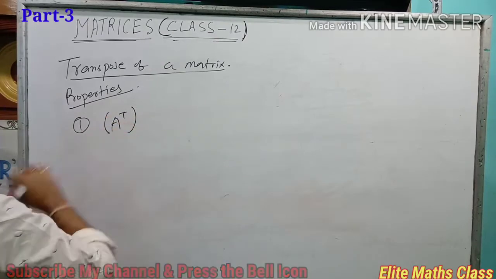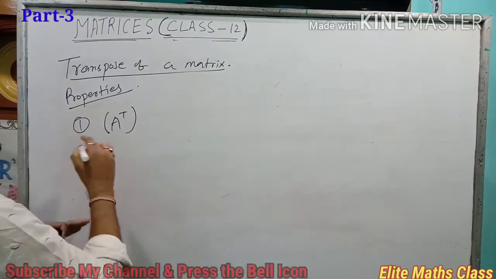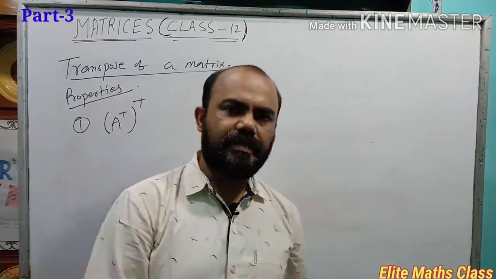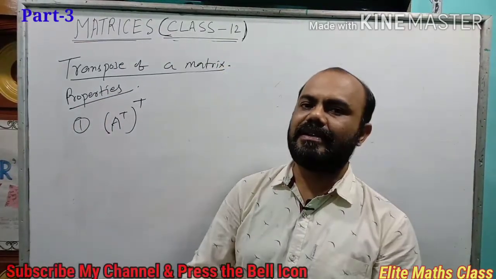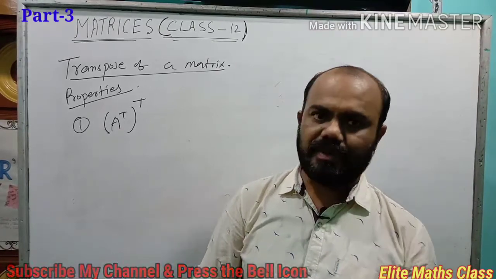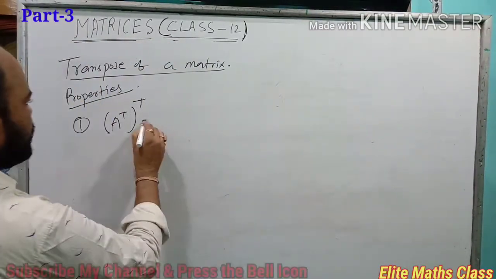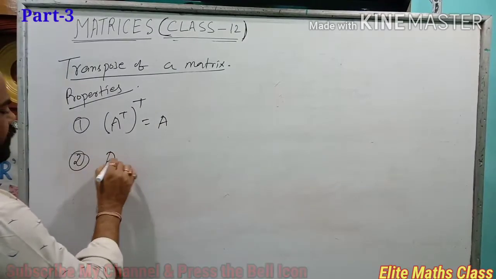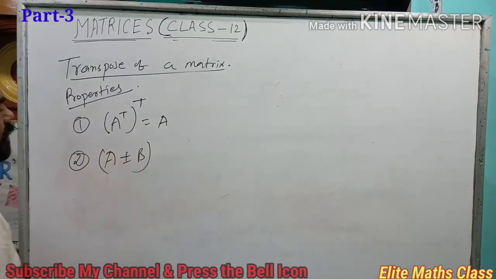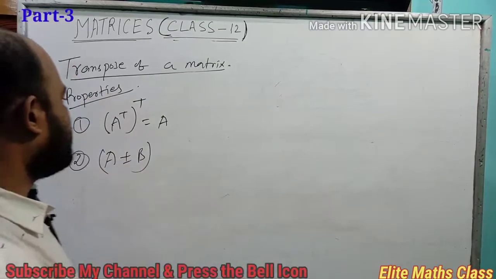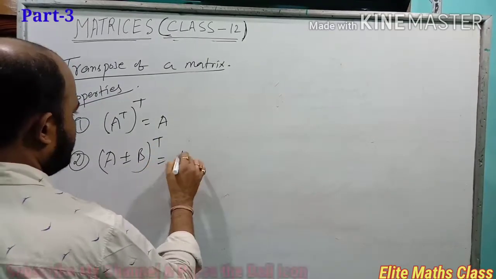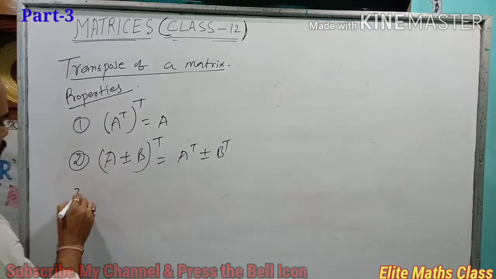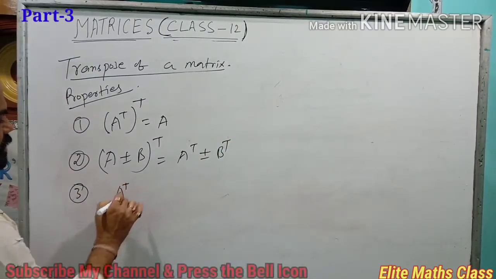For a given matrix, a transpose represents the transposed matrix. If you take the transpose again, that is, a matrix is given, take the transpose, then again the transpose of the transposed matrix, you will get the original matrix. Number 2: for two matrices, if they are computable for addition or subtraction, their transpose is equal to A transpose plus or minus B transpose.